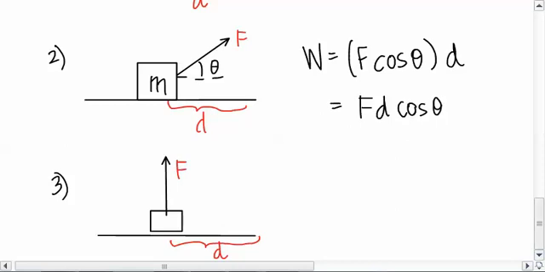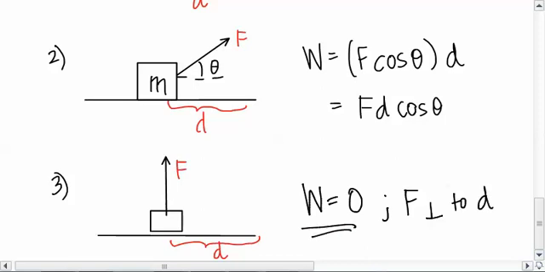There's no work in the X direction in this case. So, say in any case where the angle is 90 degrees, because what would the cosine of 90 be? 0. So actually, the work done when the force is perpendicular to the distance, there's no work done. And you don't like an answer that's 0. You just don't like it.